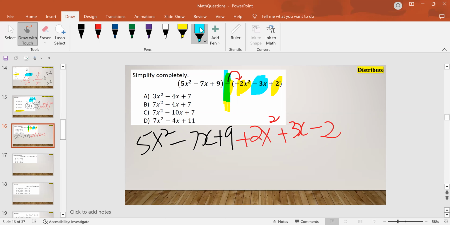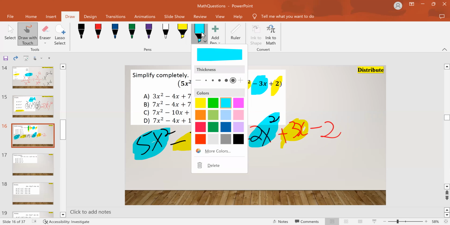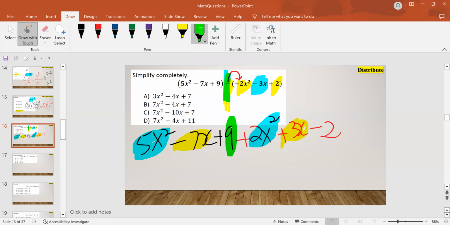Okay, at this step, we're going to combine like terms. So we have a 5x squared and the 2x squared are like terms because they have x squared in common. You have a negative 7x. We take away the sign. Negative 7x and the positive 3x are like terms because they have x in common. And also we have a 9. We have to use a different color. We have a 9 and negative 2 also as like terms.